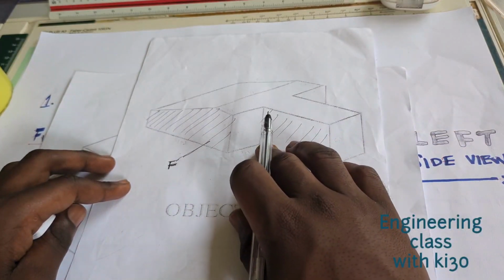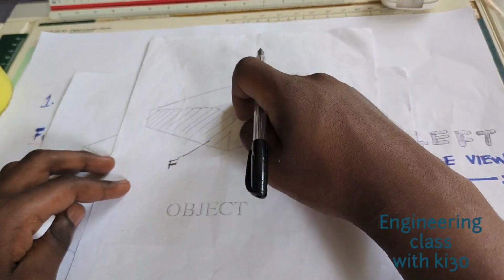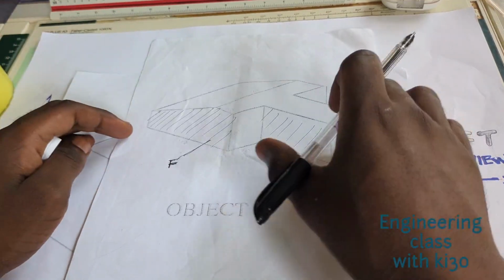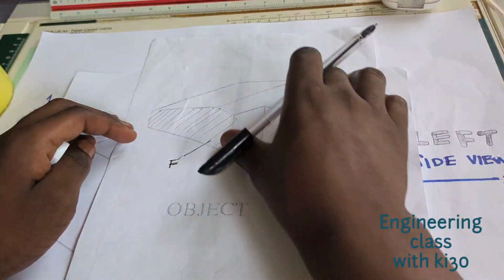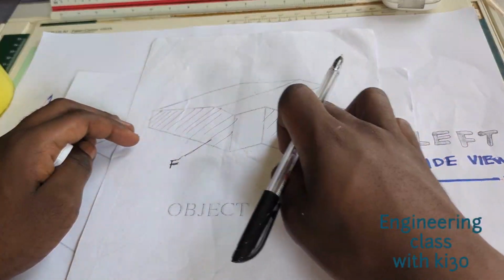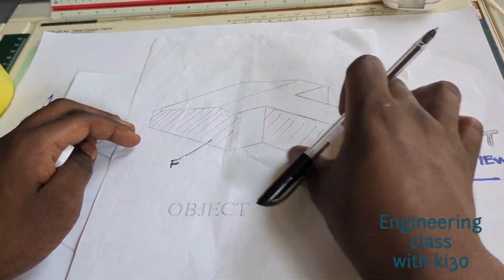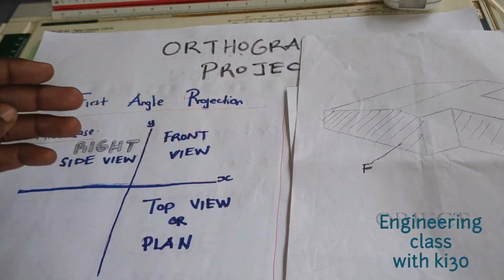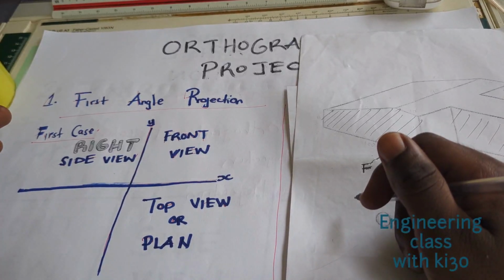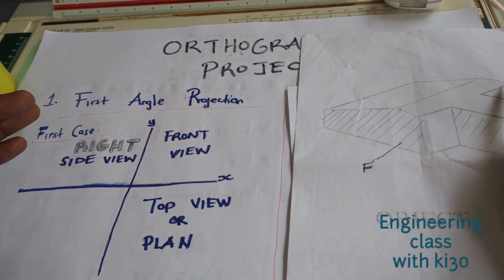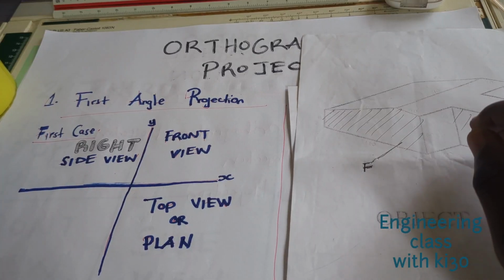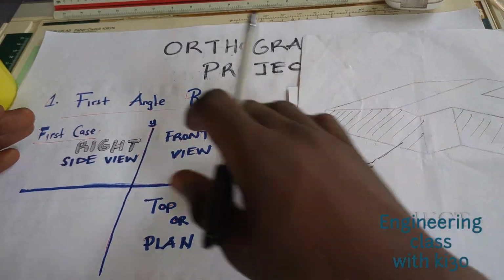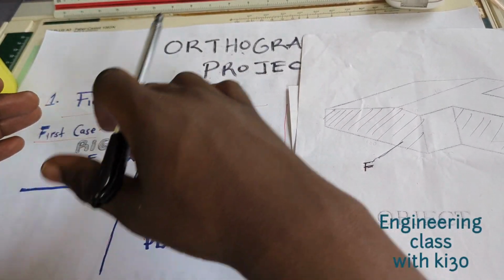So if this is our front view, then this will be our top view. This would be the left side view, and this would be our right side view. For most cases, we shall be dealing with the right view here. So this will be the front view, this will be the top view, and this will be the right view. For the first case in the first angle projection, when you are portraying the right side view of your object, you have to place it at the left side of the X and Y axis of your first angle.